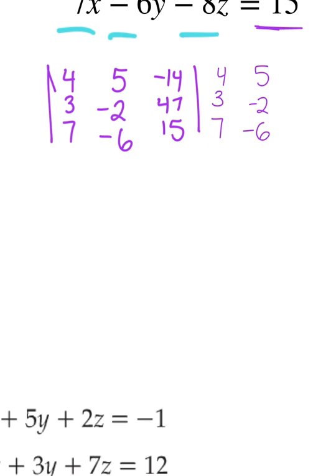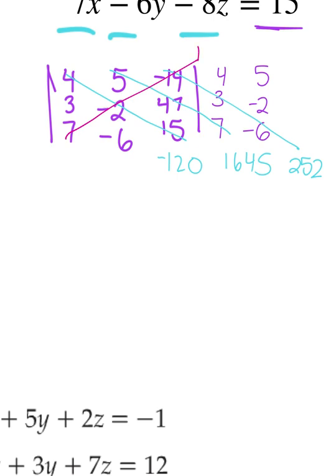And now multiply diagonally. So when you multiply here, you get negative 120. Multiplying here, you get 1,645. And multiplying here, you get 252. Multiply upward, and you get 196, 1,128, and that's negative. And then the last multiplication is going to be 225.